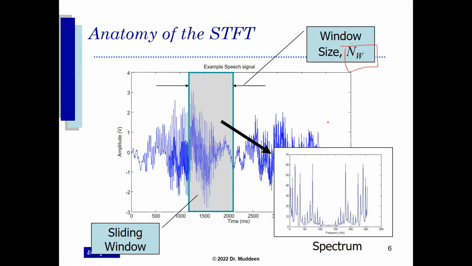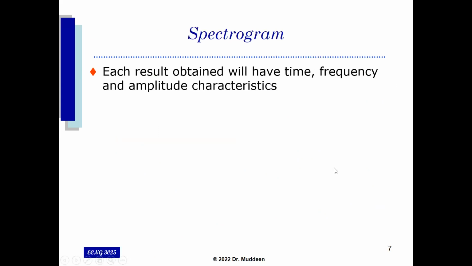I said I was talking in terms of time, but remember that if you know your sampling frequency and you know the time that you're taking for your sample, then between these two you can know how many samples you're going to take. So that's the size of your window in samples. And for each of those bits, you do the FFT. At the end of the day, each result is going to have time, frequency, and amplitude characteristics.